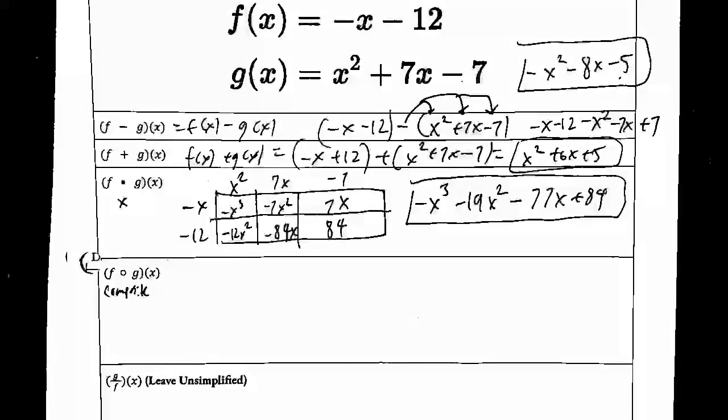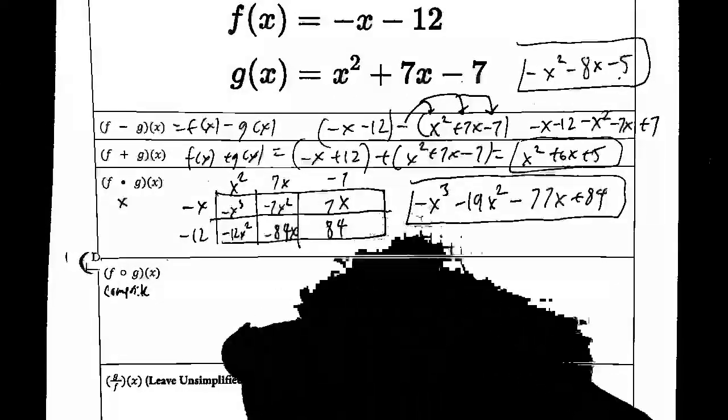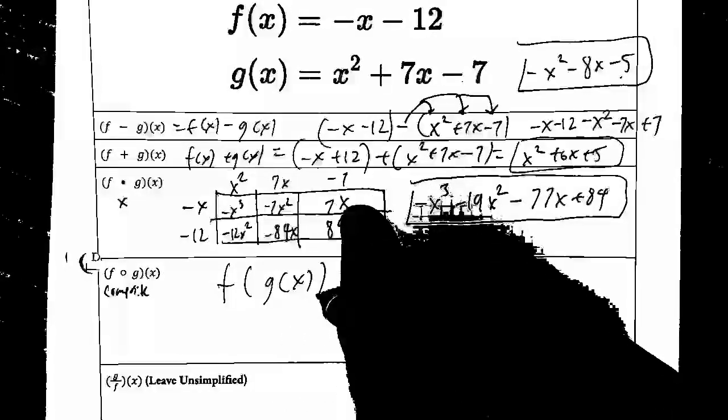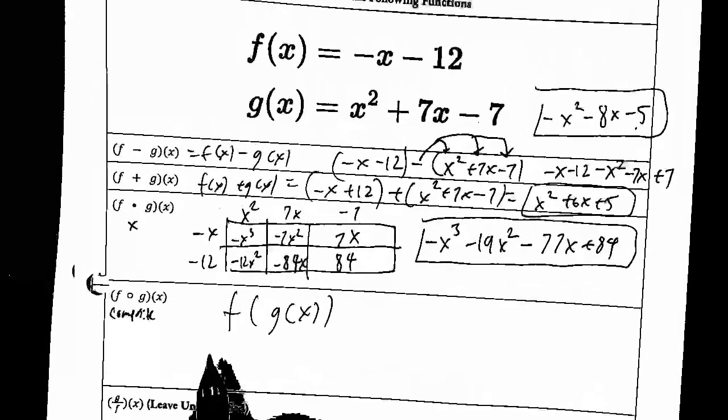Composite, you put one inside the other. So for f of g of x, I would recommend rewriting it. That's f of g of x. Make sure you know which one's the big one, which one's the small one. The big one is the f.